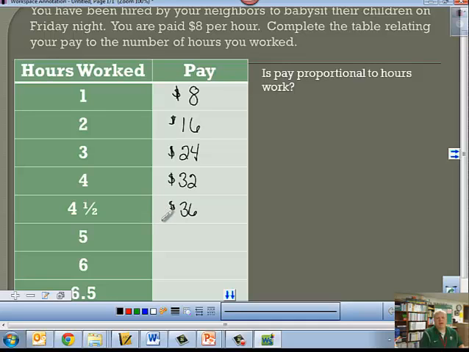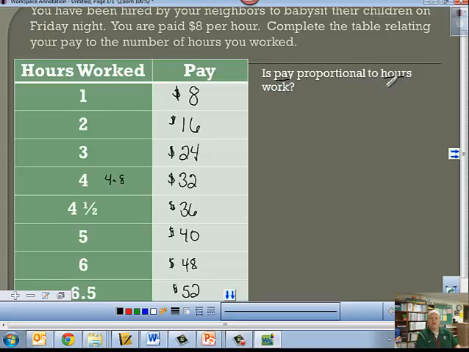How am I doing that? I'm simply taking 4 times 8, because 8 is my unit rate, or my rate that I'm dealing with here. Alright? So then I have 5 times 8, which is 40, so I get paid $40. 6 times 8, which is 48. And then 6.5 times 8 is $52.